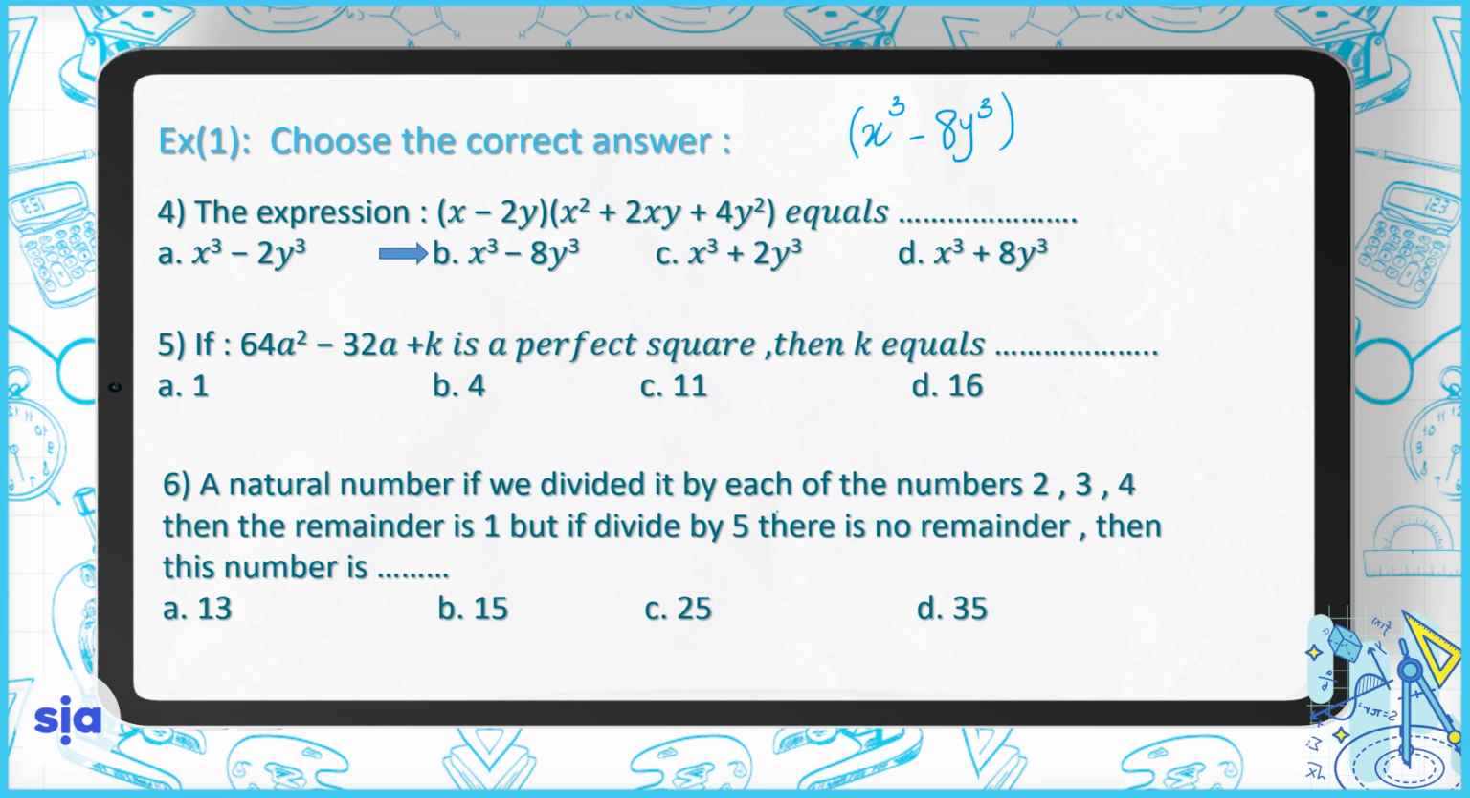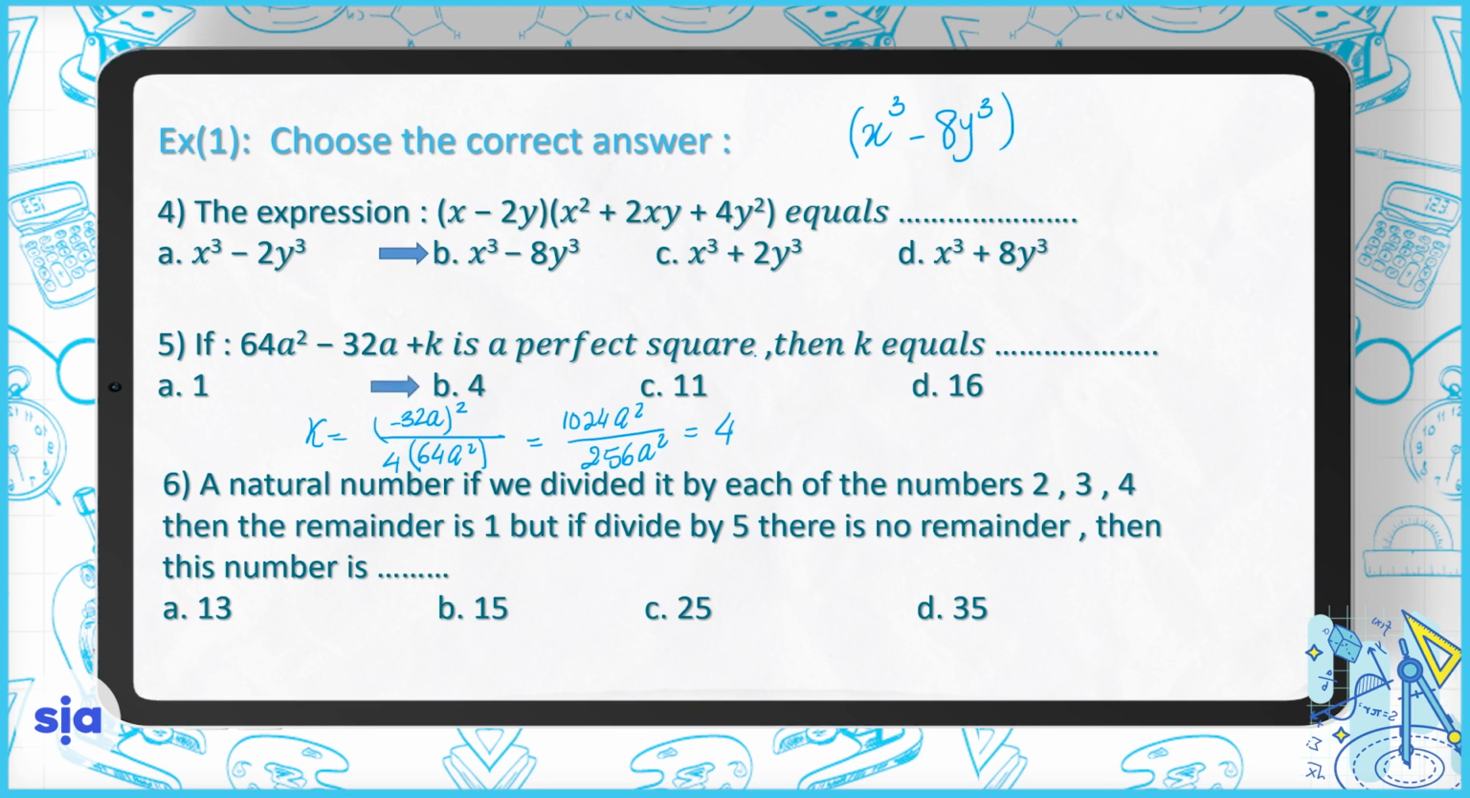If 64a squared minus 32a plus k is a perfect square, then what is the value of k? We know that to get the third term, which is k, it equals the second term all squared divided by 4 times the first term. If you do your calculations, you will see that it's 1024a squared divided by 256a squared, then the result is 4. So the value of k in this question is 4.